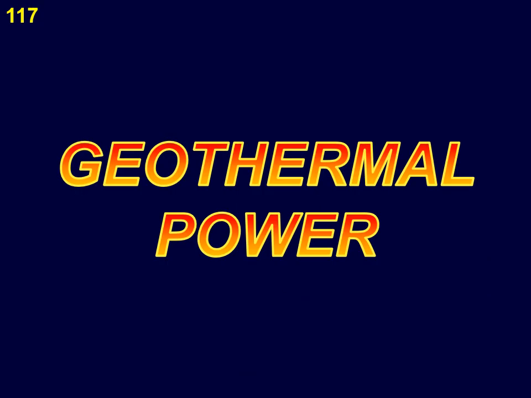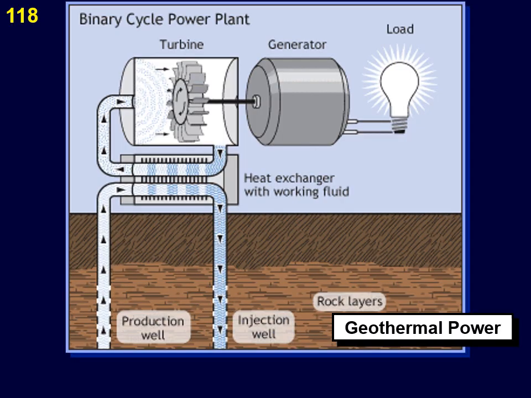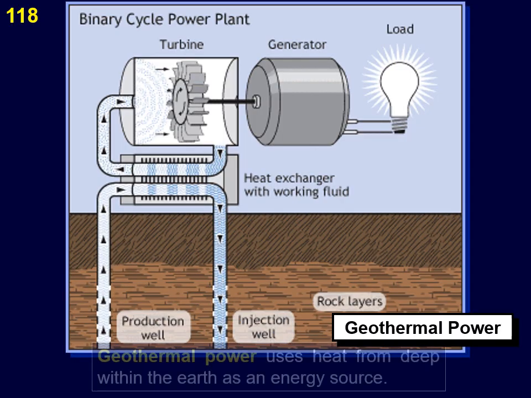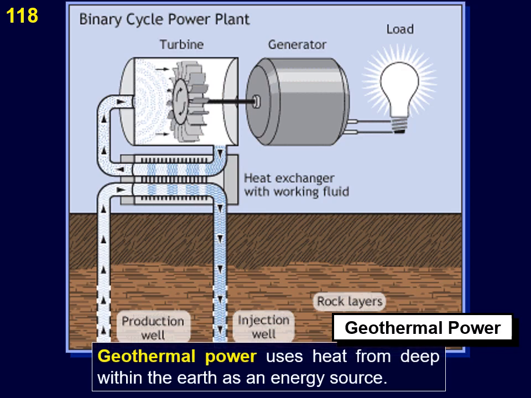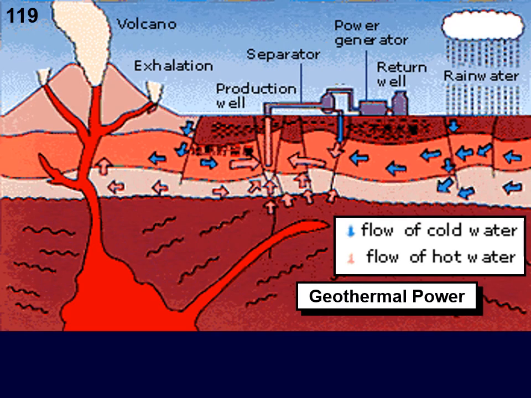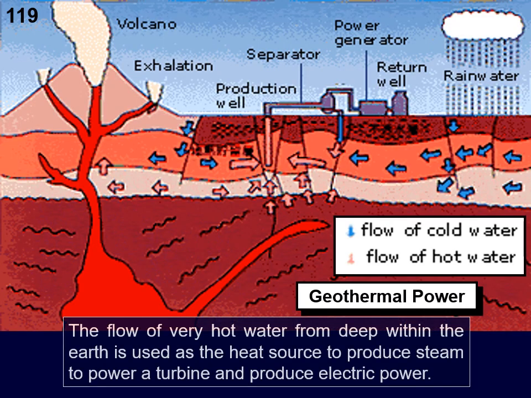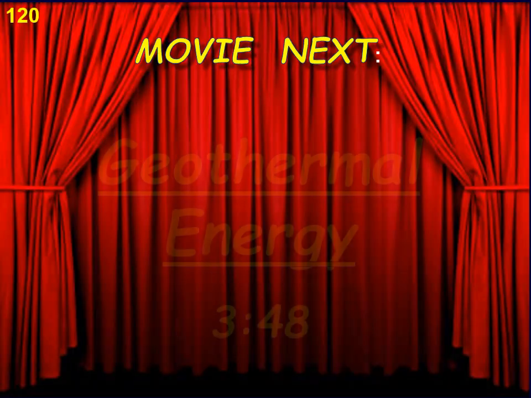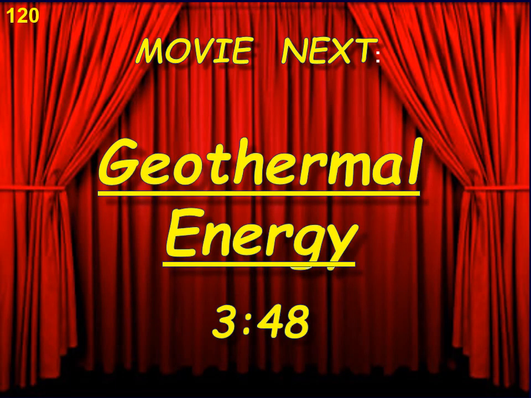Chapter 7. Geothermal Power. Geothermal power uses heat from deep within the earth as an energy source. The flow of very hot water from deep within the earth is used as the heat source to produce steam to power a turbine and produce electric power. We will now have a video clip about geothermal energy.